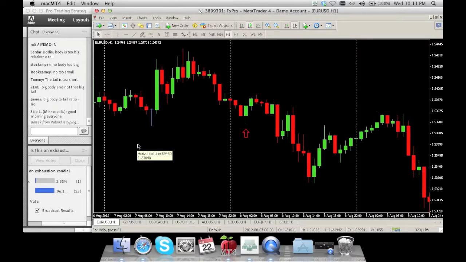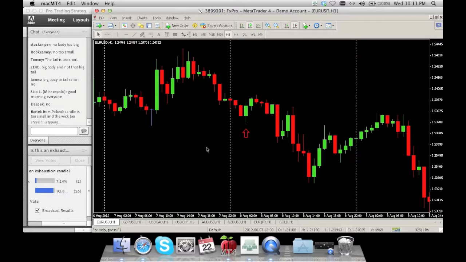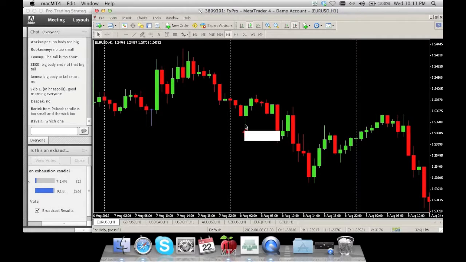Okay, so moving on forward. Okay, now what about this one? So why do you guys say no for this one? Big tail, big body to tail ratio. Okay, very good, very good.